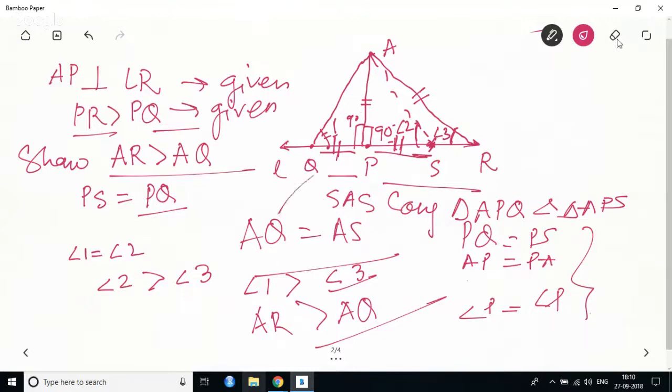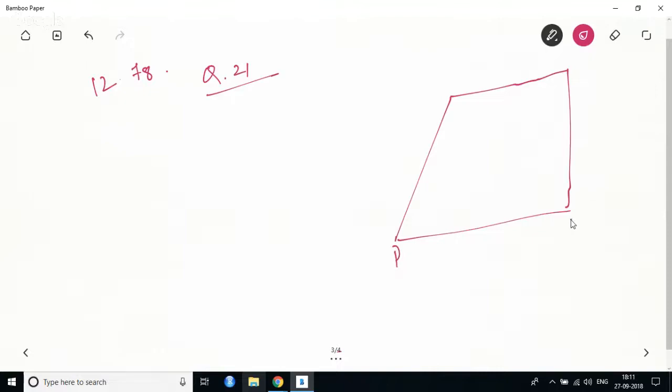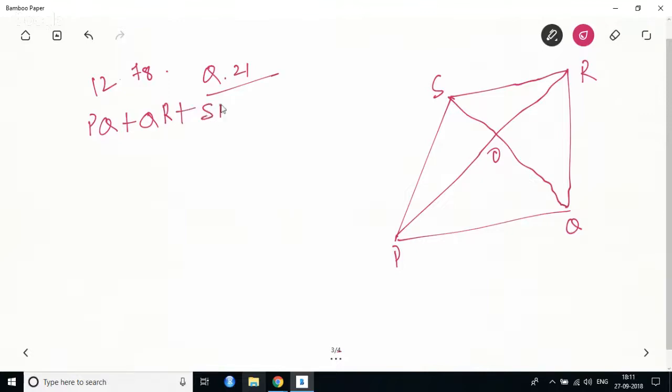Now let me go to the last question. The last question I am taking from page 12.78 only, question 21, which tells that in quadrilateral PQRS, and suppose these are the diagonals and this is point O, I have to prove that PQ plus QR plus SR plus SP is greater than PR plus QS.